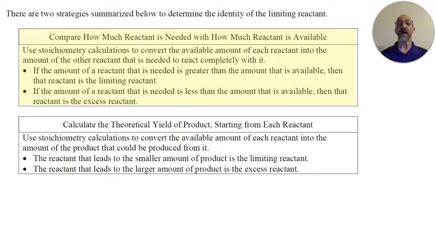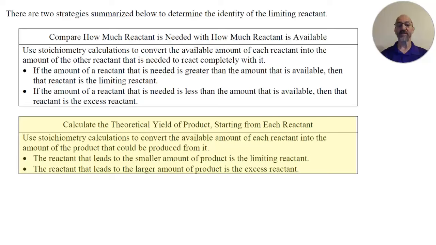equation. Another strategy, which also works to determine the identity of the limiting reactant, is you use stoichiometry calculations to determine the theoretical yield of each, as in you convert the available amount of each reactant into the amount of product that could be produced from it.